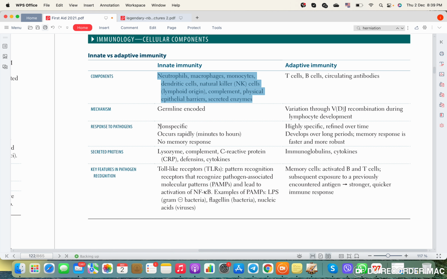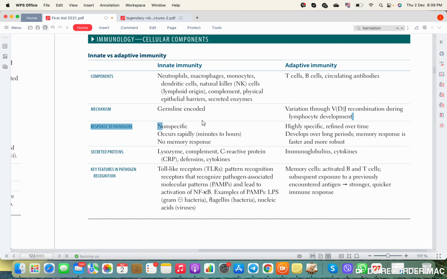So the response to pathogen is non-specific, it works on everything. And it occurs rapidly, minutes to hours. Why? Because it does not require any time for recognition. It works on everything, okay? But it has no memory response. That's the bad thing about it. Because why? It's your local police officers. They just deal with regular stuff. They don't go specifically after the exact reasons, the exact stuff. It's not like adaptive immunity, your special forces.